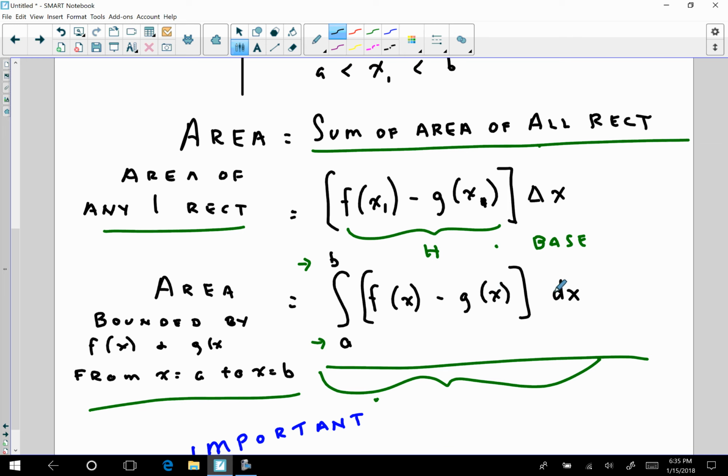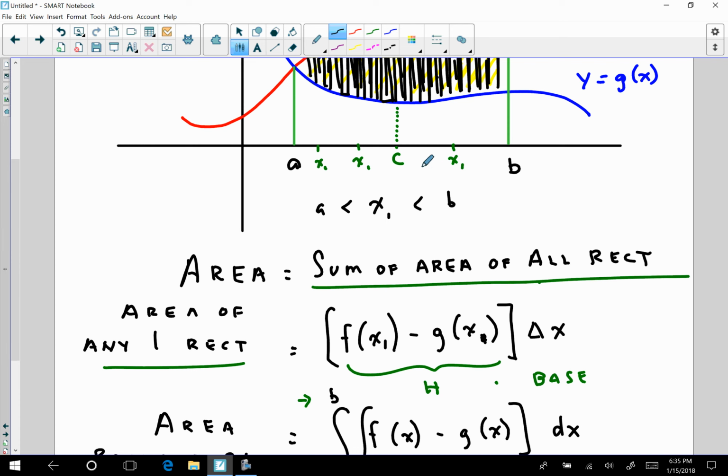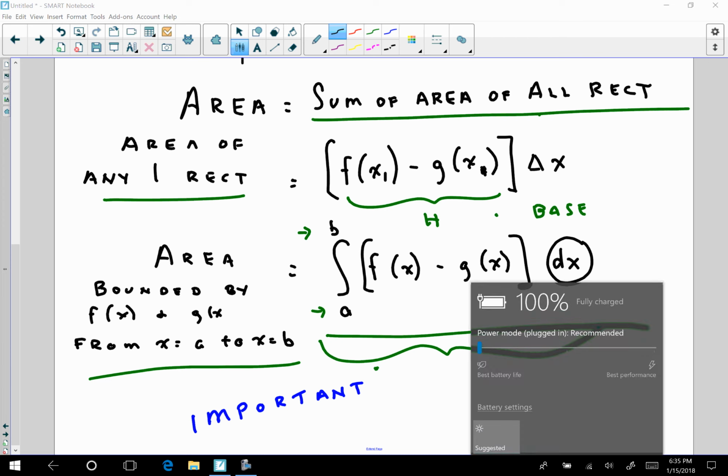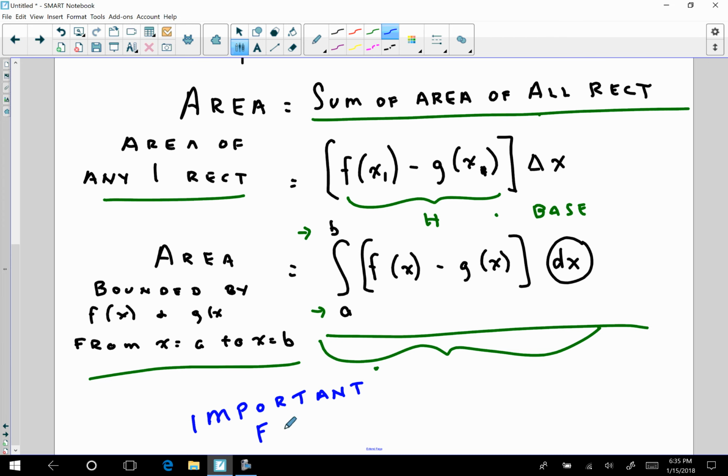And all I need is an x value. Instead of using x sub 1, all I want is any x value between a and b, where x is between a and b. And now the bases of the rectangles are so skinny, we're going to call them dx. And this is going to be the formula. This is the definite integral from a to b of the quantity f minus g of x dx. This is the important formula that we're going to use to find the area bounded by two graphs from x equals a to x equals b.